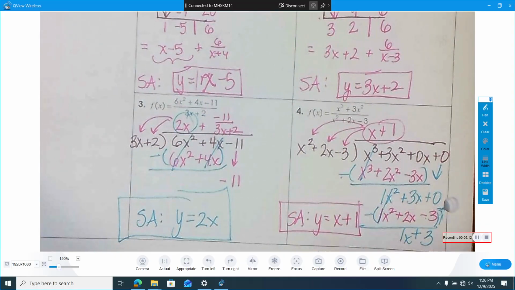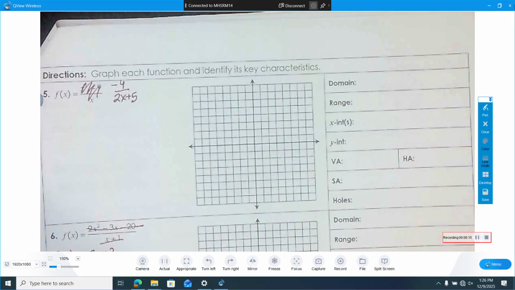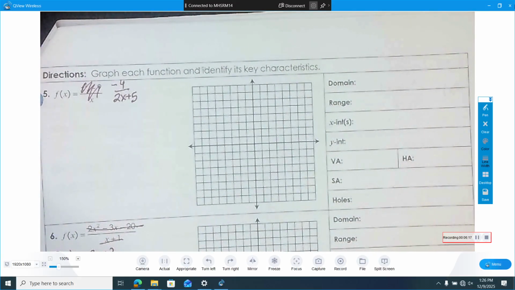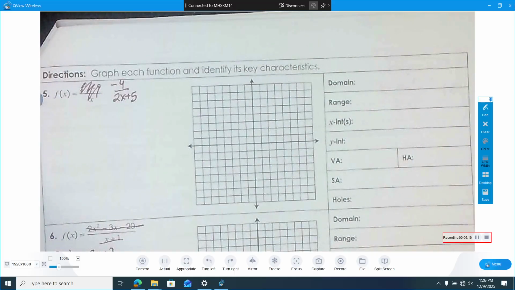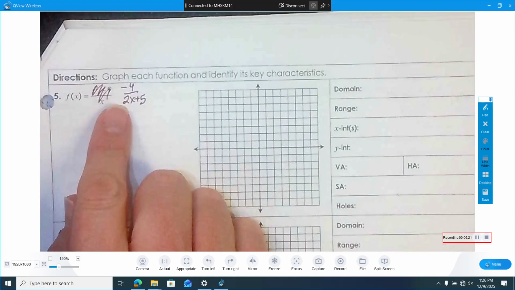Yeah. All right, so turn the page. We're going to do some more here. Oh, so I changed all the problems. So please cross out what's there.